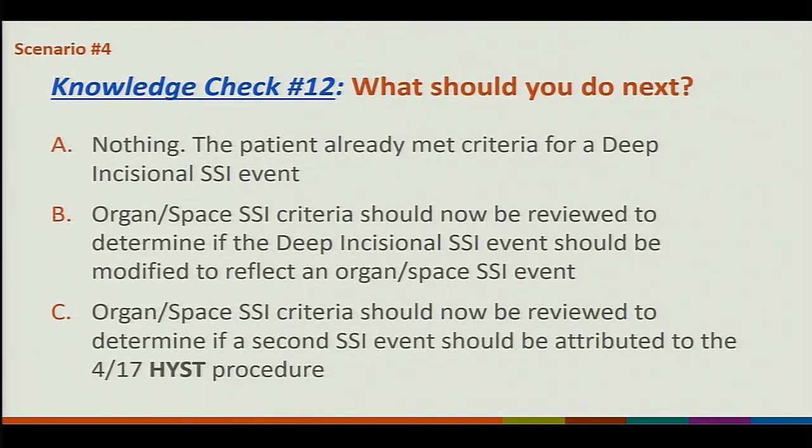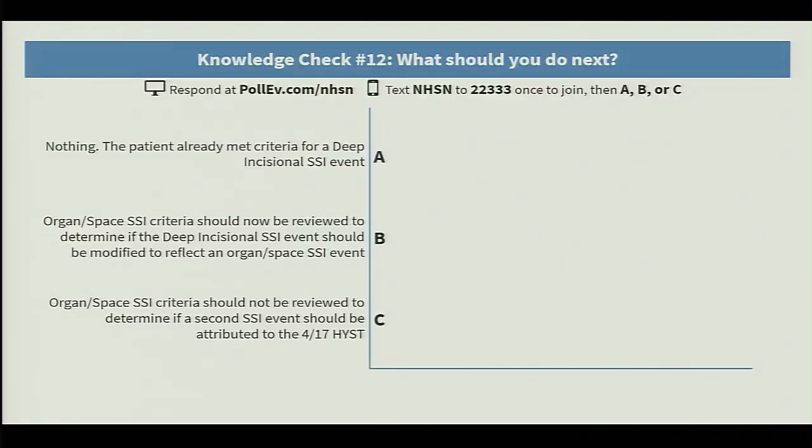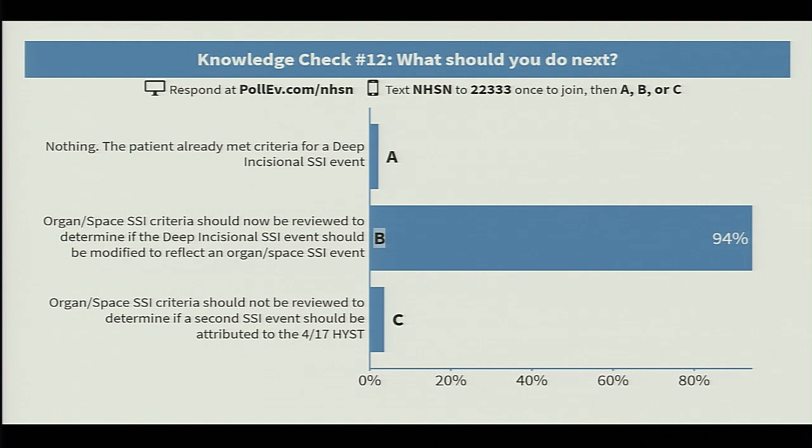Now, what should you do next? A, do nothing because the patient already met criteria for a deep incisional SSI event? You're good to go. Or B, does organ space SSI criteria now need to be reviewed to determine if the deep incisional SSI event should be modified to reflect an organ space SSI event? Or C, should organ space SSI criteria be reviewed to determine if a second SSI event should be attributed to that 4/17 HYST procedure? Because we know we've already established that they met deep incisional SSI criteria to the HYST. So what do you think? I'll give it another few seconds here for our web streamers.